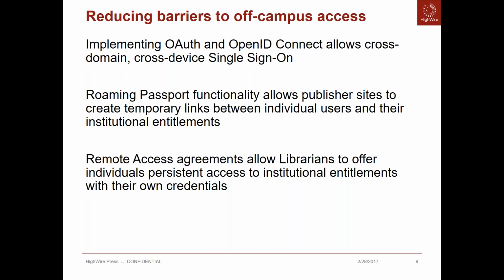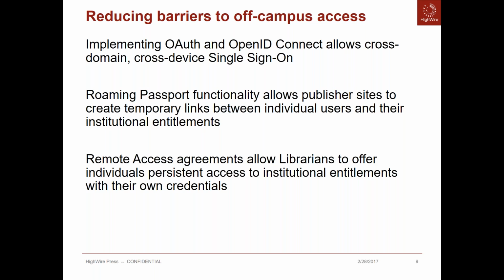So in practice, what this means is that if Anna has ever used her device within the bounds of her institutional IP, or maybe not ever, but say within the last 30 days, roaming passport will mean that when she is outside of that IP range, she can still access her institutional holdings for a defined period of time. The really nice thing about this is that it is the publisher website that defines how long that period of time is. It's not a Sigma piece of functionality.